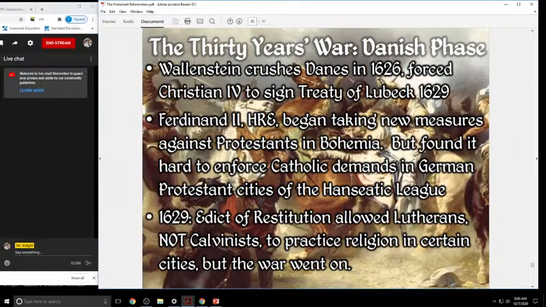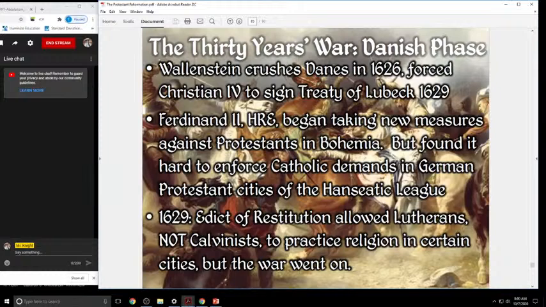Basically the Hanseatic League was this trade league of sorts, okay, that the northern German cities participated in, and many of the northern German cities were Protestant. And being that Ferdinand is from southern Germany, which is more Catholic, he found it really hard to enforce his Catholic demands on northern German Protestant cities. So in 1629, there's an edict that gets passed called the Edict of Restitution, which allowed Lutherans, but not Calvinists, to practice religion in certain cities.